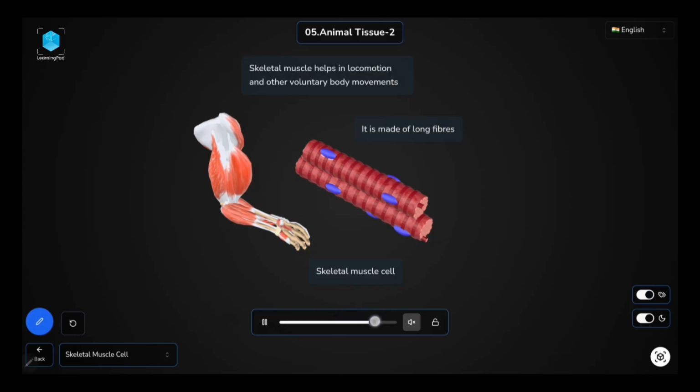Skeletal muscles help in locomotion and other voluntary body movements, and they are made up of long fibers, and as I said, they are present in the hands and legs, that is our limbs.